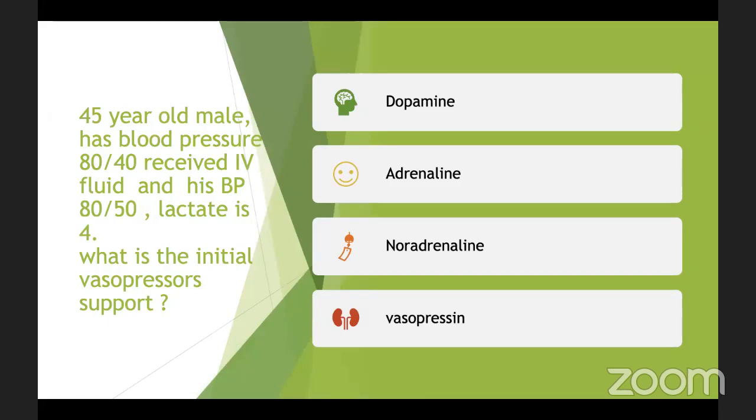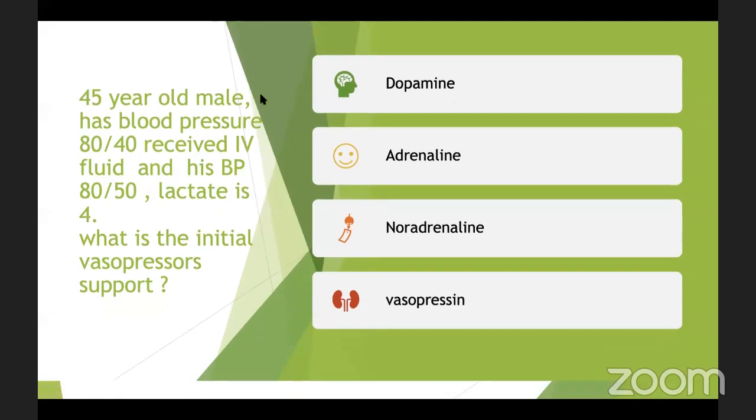He's receiving IV fluid, but the blood pressure is not significantly improving. Lactate is high. So what is the initial vasopressor? As per the Surviving Sepsis Campaign, they prefer the first line to be noradrenaline. The second line is vasopressin. Dopamine is not preferred as the initial step. So for the first line, you can start norad, and for the second line, you can add vasopressin.